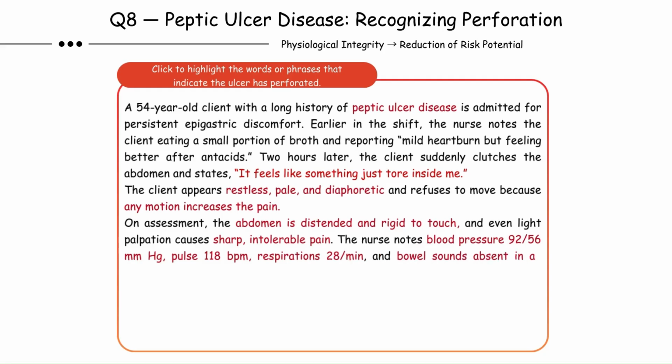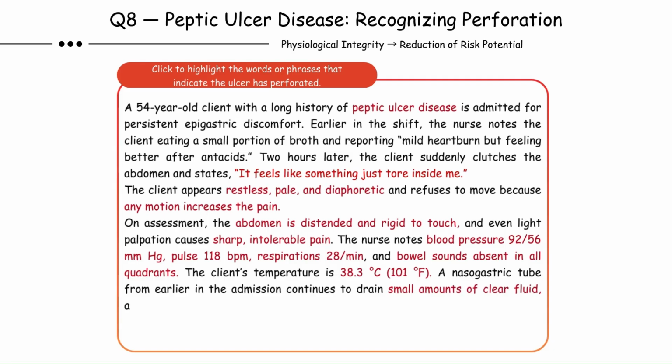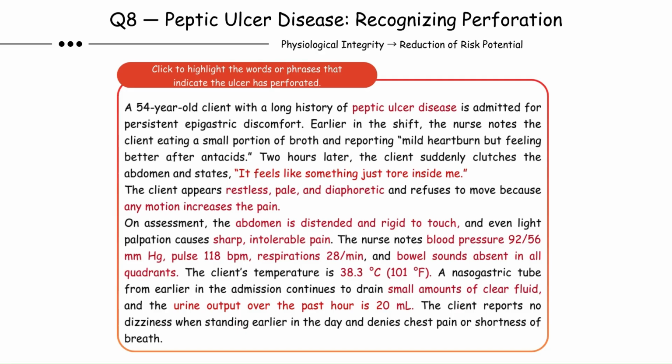The client suddenly clutches the abdomen and says, "It feels like something just tore inside me." They appear pale, restless, and diaphoretic. Any movement increases the pain. On assessment, the abdomen is distended and rigid, and even light palpation causes sharp, intolerable pain. Vital signs show a blood pressure of 92/56, a pulse of 118, and respirations of 28 per minute. Bowel sounds are absent in all quadrants.